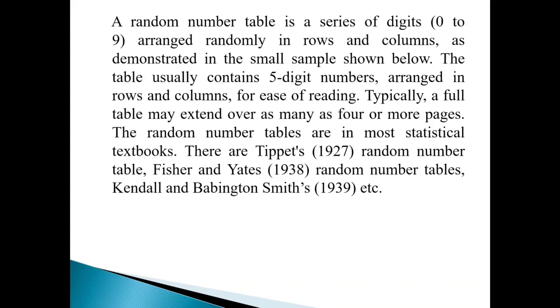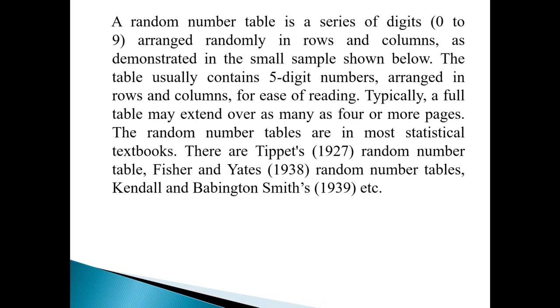So on this slide, how the random number table looks has been discussed. A random number table is a series of digits 0 to 9, arranged randomly in rows and columns as demonstrated in the small sample shown below. That means a small portion of the random number table is shown in the very next slide. The table usually contains 5-digit numbers. Randomly, digits 0 to 9 are there, but the 5-digit numbers are arranged in rows and columns for ease of reading.